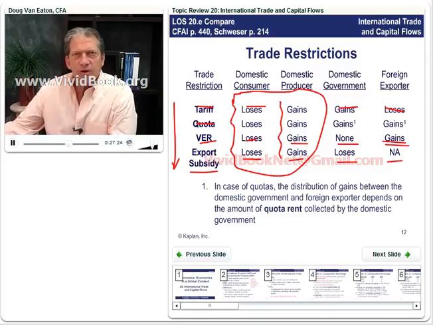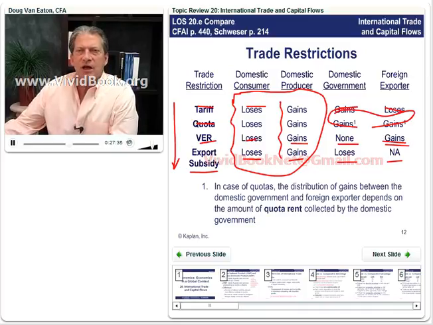So if you can keep this table straight, okay, this one's the only one that had some real what-if kind of issues tied to it, and that's just how these quota rents are shared between the government and the exporter.